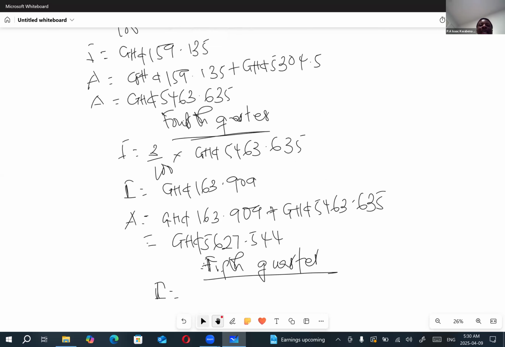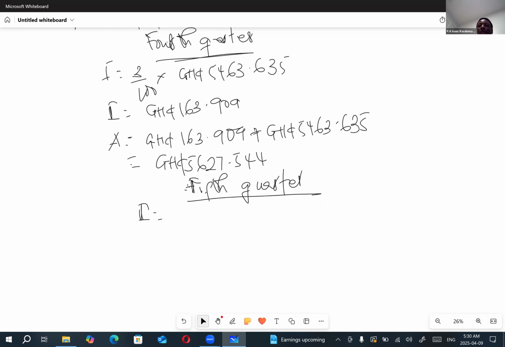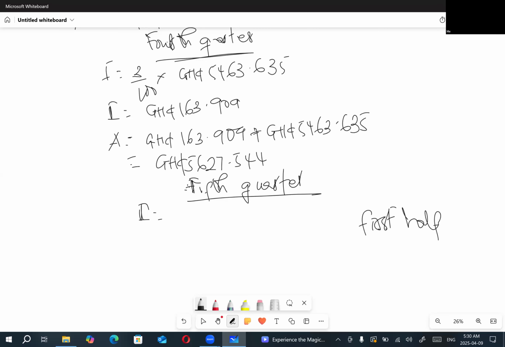In case they said compounded semi-annually, you can use the expression first half, second half, third half, and so on. Any question?